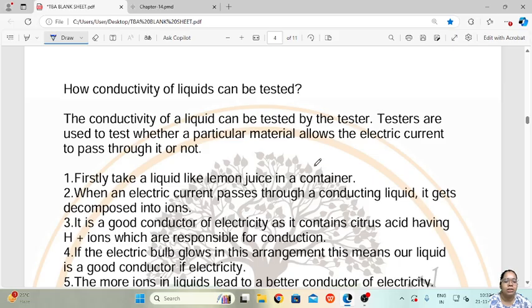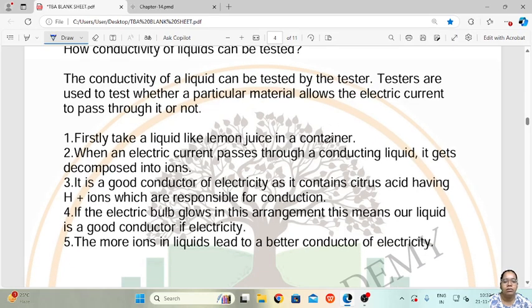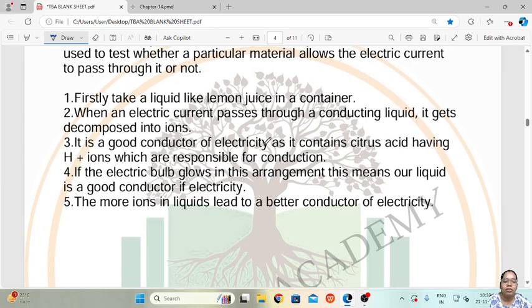Firstly, take a liquid like lemon juice in a container. When an electric current passes through a conducting liquid, it gets decomposed into ions. Lemon juice is a good conductor of electricity as it contains citric acid having H plus ions, because it is an acid. Acid contains H plus ions which are responsible for conduction. If the electric bulb glows in this arrangement, this means our liquid is a good conductor of electricity. More ions in a liquid lead to a better conductor of electricity. So the more the number of ions in the liquid, the better is the conductor of electricity. This is how we can determine that liquids conduct electricity.